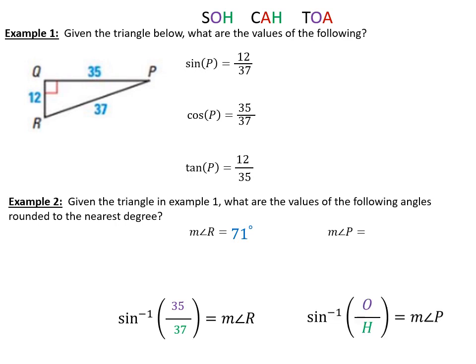Sine inverse of opposite over hypotenuse for measure of angle P, well, that's going to be 12 over 37. And that gets us 19 degrees. And let's just double check. Let's see, 71 plus 19, 80, 90, that's 90, plus 90 is 180. All three angles add up to 180. We're good.